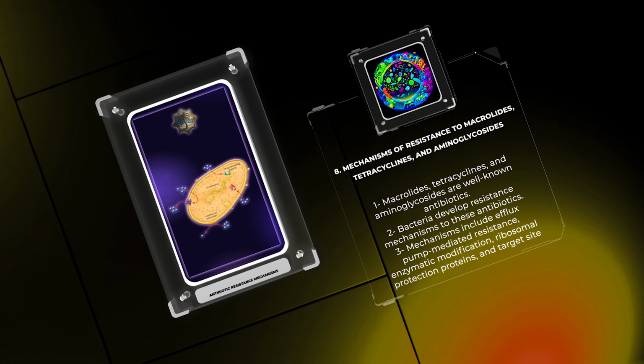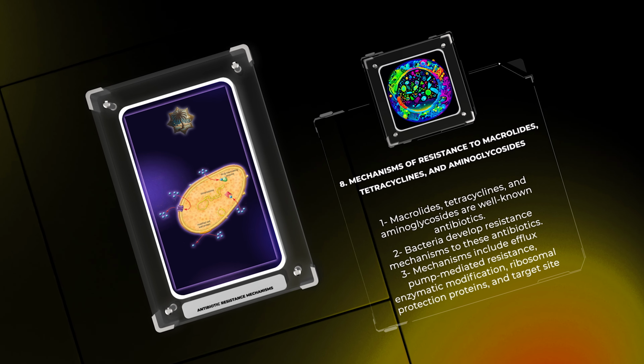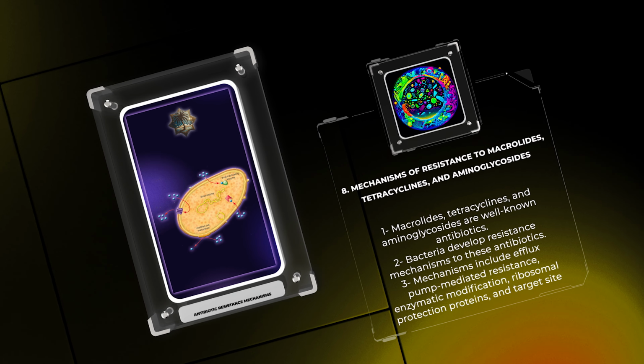Macrolides, tetracyclines, and aminoglycosides are well-known classes of antibiotics. However, bacteria have developed various strategies to resist their antimicrobial activity.